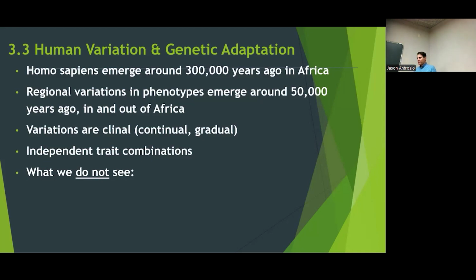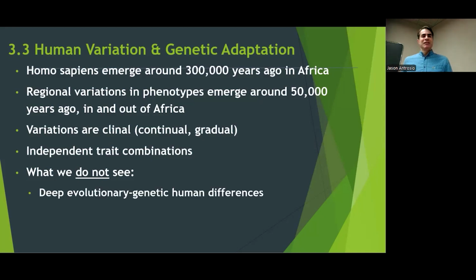Now, I want to talk about first what we see, but I also want to talk about what we do not see when we look at human variation. And so what we do not see is what we might consider deep genetic differences among human beings. Stuff that goes back even 1,000,000 years or millions of years, or large alterations to the genetic code which make one human quite different from the rest, or different groups of humans different from each other.